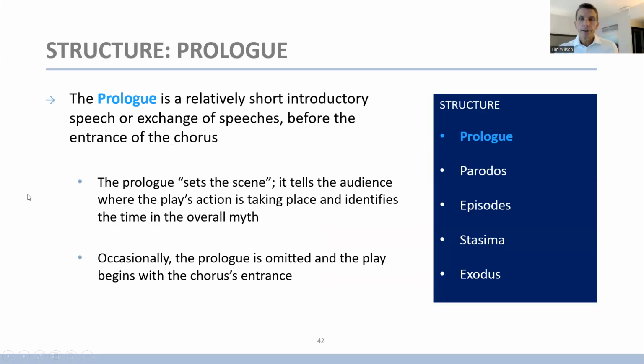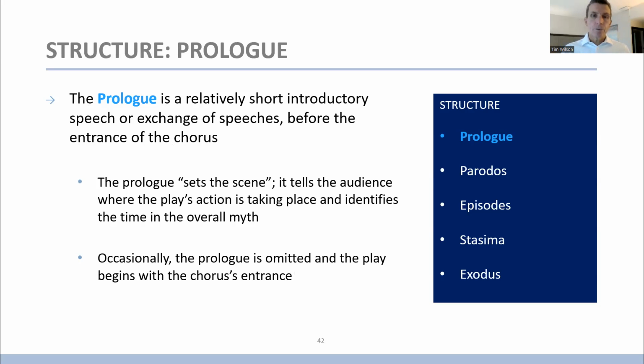So the structure of the tragedies is fairly consistent. They begin with a prologue. It's a relatively short introductory speech or exchange of speeches before the entrance of the chorus. The prologue sets the scene. It tells the audience where the play's action is taking place, the time and the overall myth.